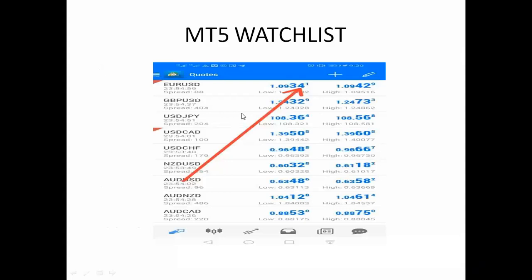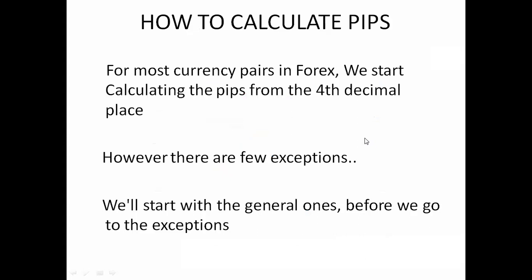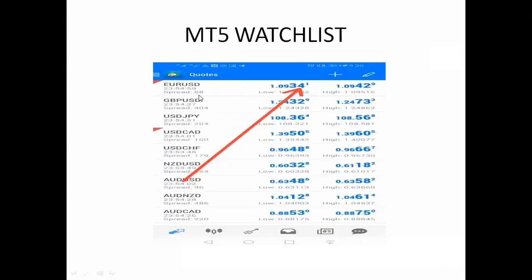So let's advance. I also have the slide here. So this is the pip. Now let's look at how to calculate this pip. For most currency pairs, we start calculating the pip from the fourth decimal place. Looking at this, you see we have EUR/USD as the number one currency pair here.